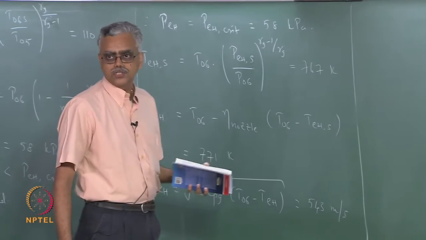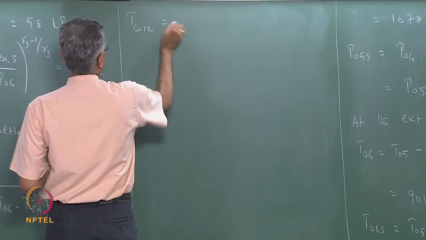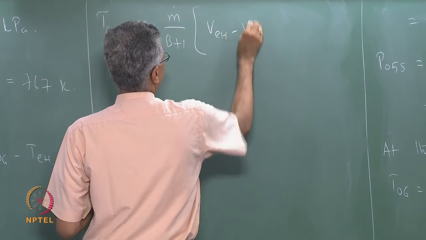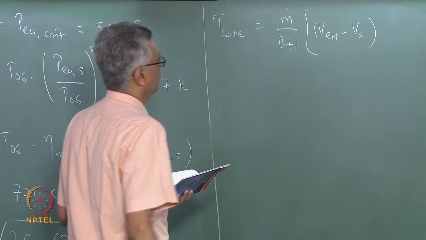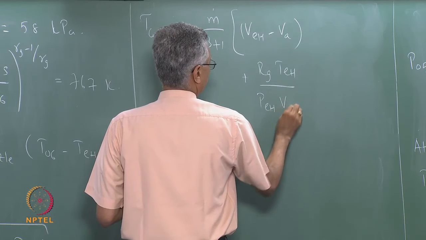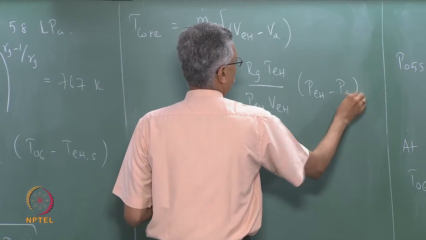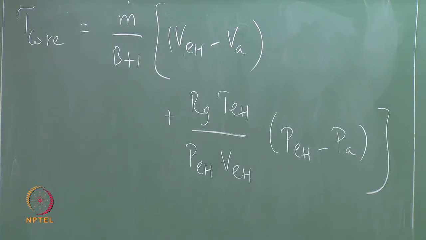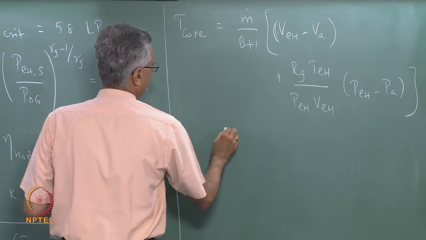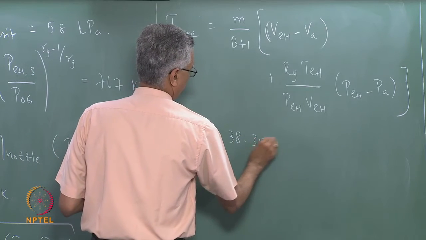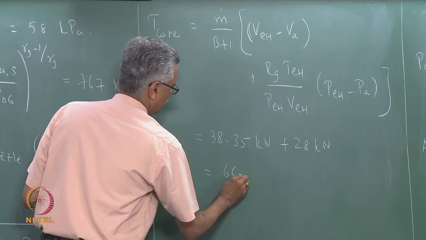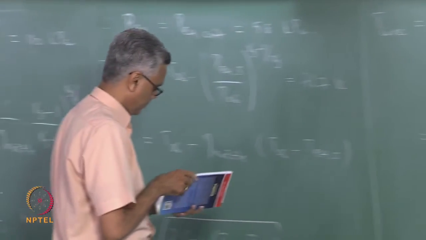So now I can go ahead and calculate the thrust from the core engine. So T from the core engine is equal to m dot over (B plus 1) times (VEH minus VA), which is the momentum thrust, plus RG times TEH divided by PEH times VEH times (PEH minus PA), which is the pressure thrust. And once again, I am not going to touch this mass flow rate. I will use the same value as before. And if I do that, I get this to be 38.35 kilonewton plus 28 kilonewton, which gives a total value of 66.35 kilonewton from the core engine.